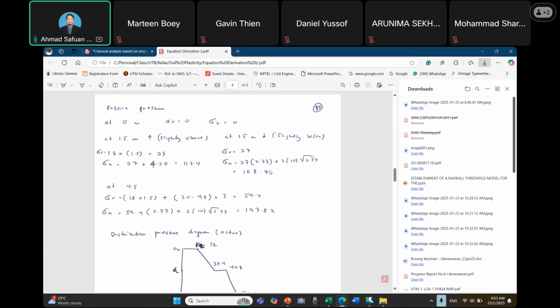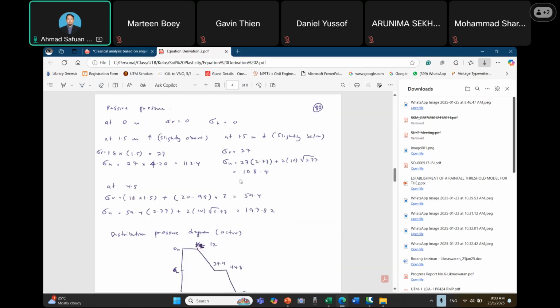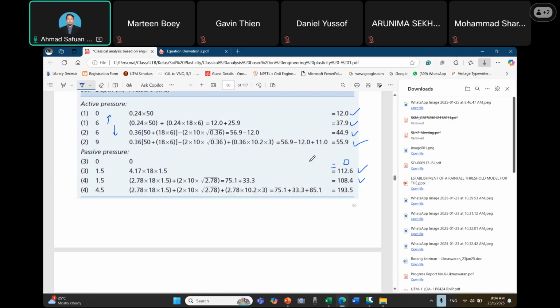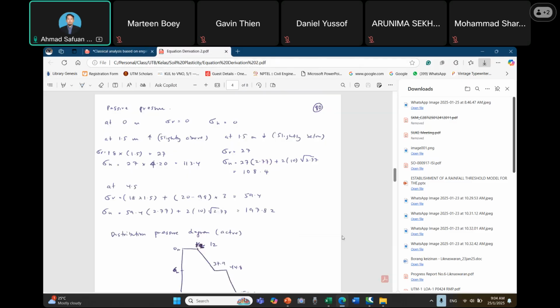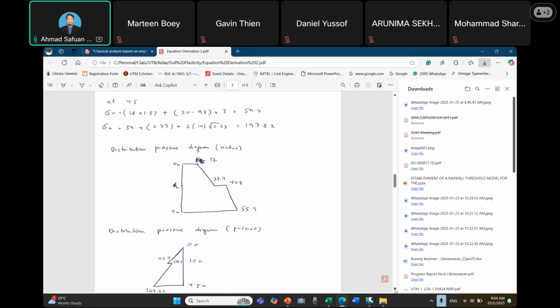For the slightly below, the value is 108.4. Okay. So then at the 4.5 meter, the value is 193.5. Then we plot the distribution pressure diagram. So this is the distribution pressure diagram for the active. So at 6 meter, we have two.